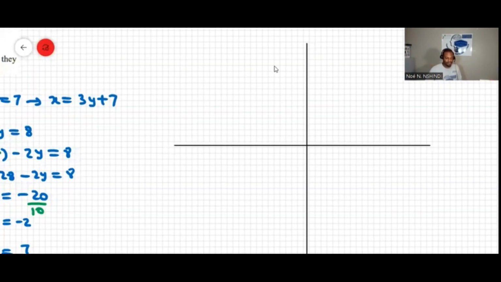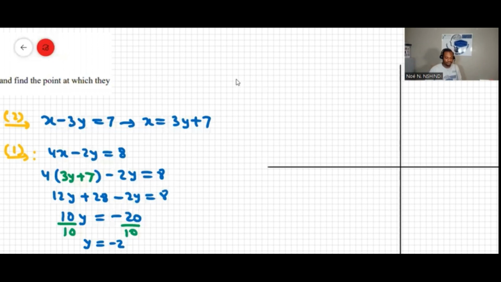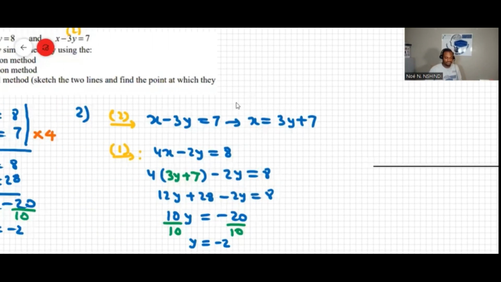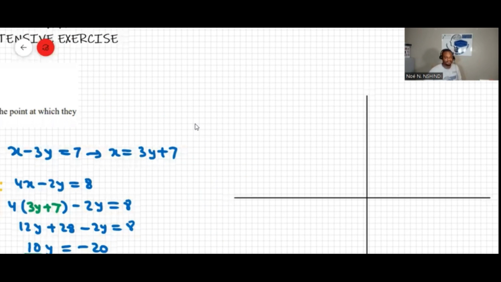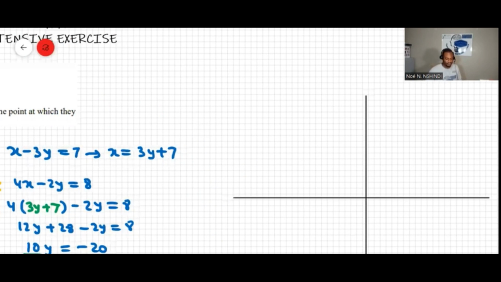Now for the first equation, which was given by 4x minus 2y equal 8. We need to give y a certain value, any value that we like. I prefer 0 because it makes it much easier. If y has a value of 0, for instance, we'll have 4x equal 8, which means x will be equal to 2 when we divide both sides by 2.